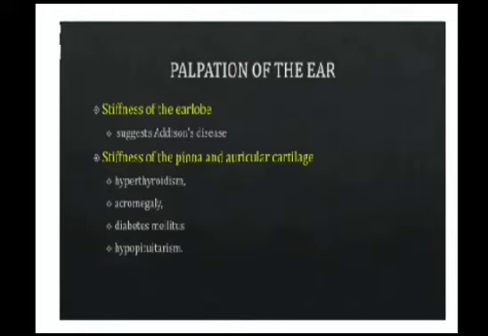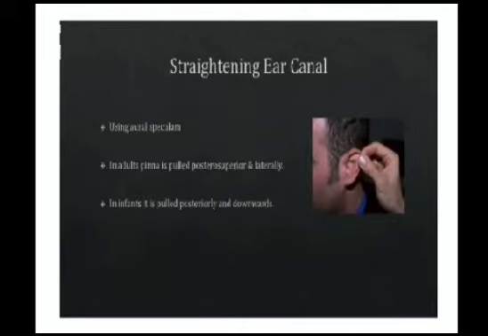Now we have to palpate the ear by checking the stiffness of the earlobe, which is suggestive of Addison's disease. And also we have to check the stiffness of the pinna and auricular cartilage in diseases like hyperthyroidism, acromegaly, diabetes mellitus, hypopituitarism. Then check by straightening the ear canal using an aural speculum. Generally in adults, the pinna is pulled posteriorly, superiorly and laterally, but in infants, it is pulled posteriorly and downwards.